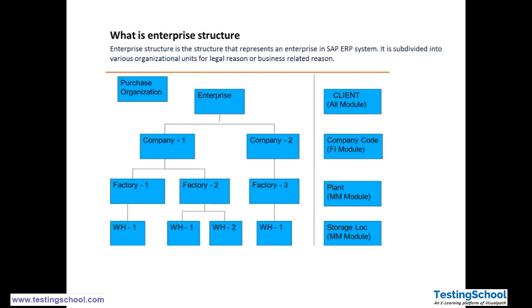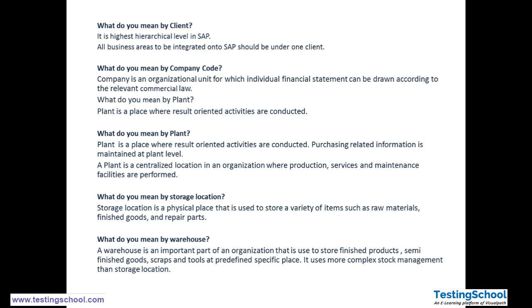Under company we will have plants, so we can have one or multiple plants. Under plants we have storage location. So the hierarchy comes like client, company code, plant and storage location. So these are the high level enterprise structure in SAP. What do you mean by client? It is the highest hierarchy level in SAP. All business areas to be integrated onto SAP should be under one client. So whatever client you are working for or configuring, it should come under one client.